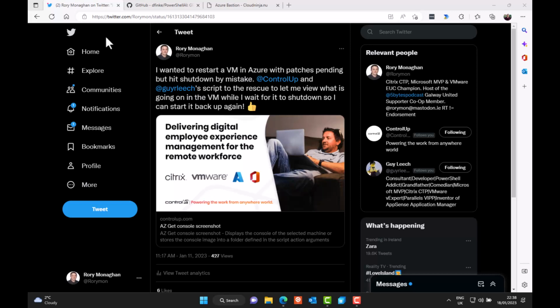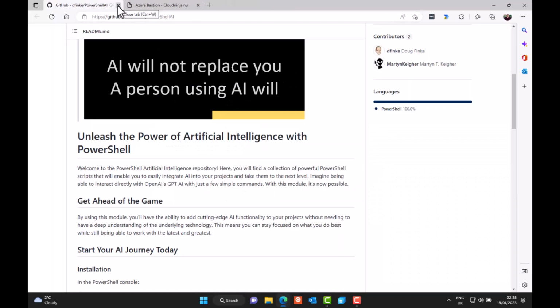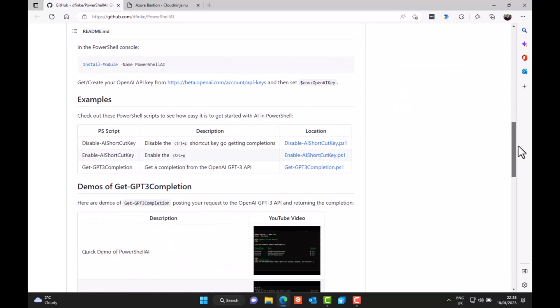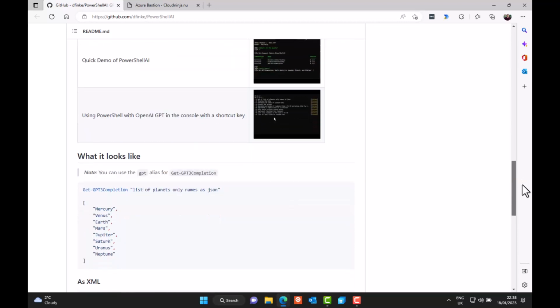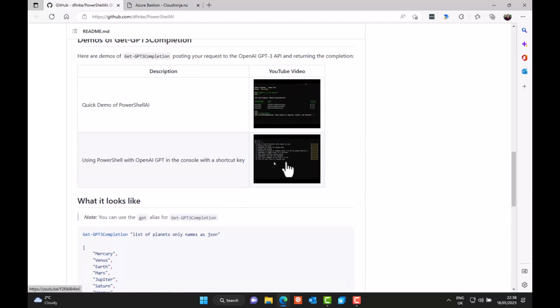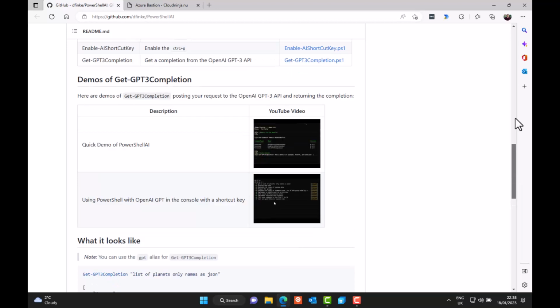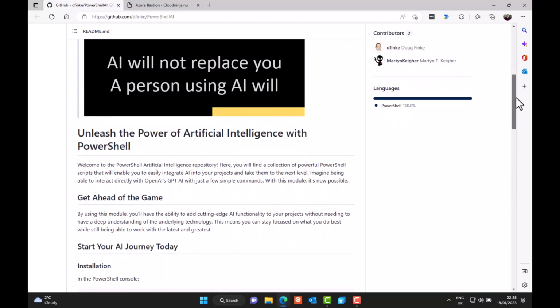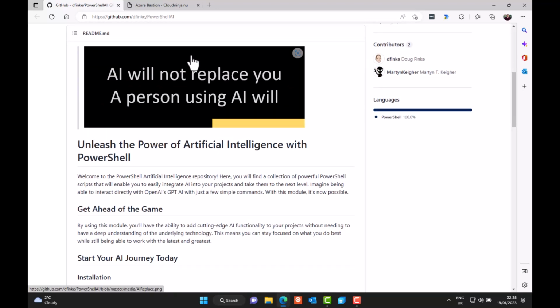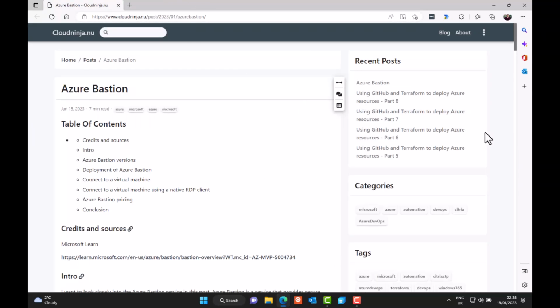This week I saw a collection of powerful PowerShell scripts that enable you to easily integrate AI into your projects and take them to the next level. So, for example, you could maybe interact directly with OpenAI's GPT within just a few simple commands. And with the module, this is possible, and you can use other artificial intelligence programs via PowerShell using this cool collection of scripts.